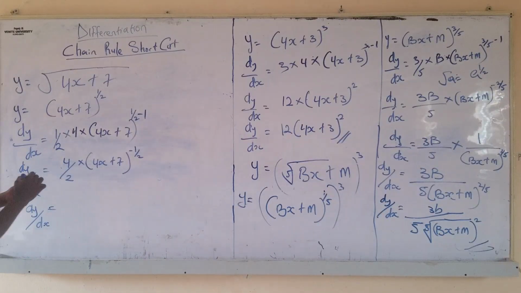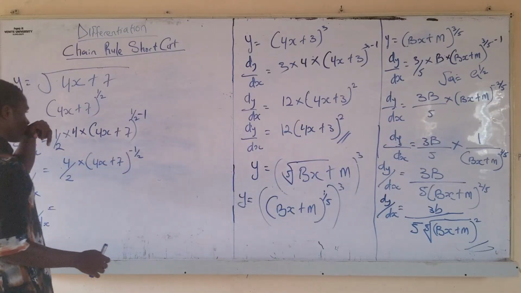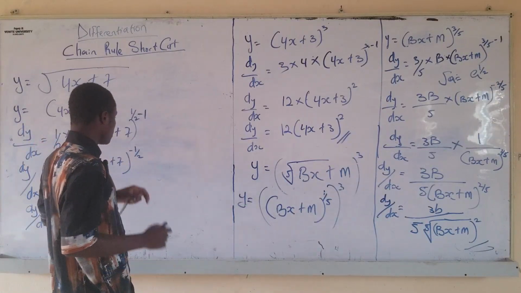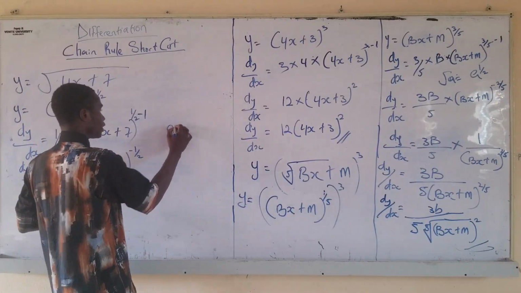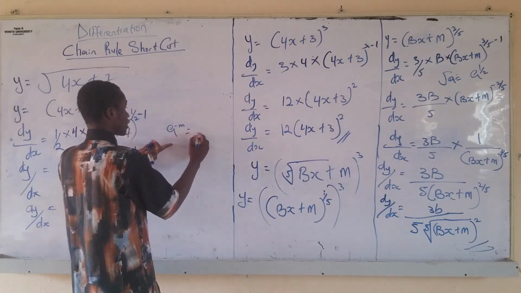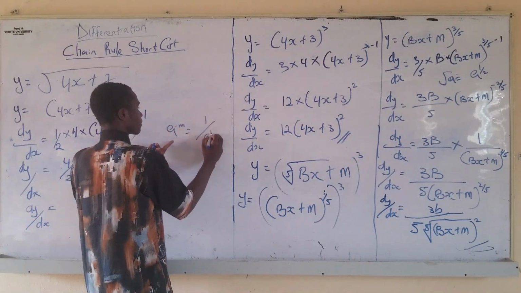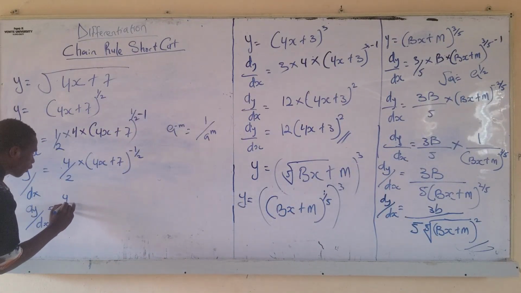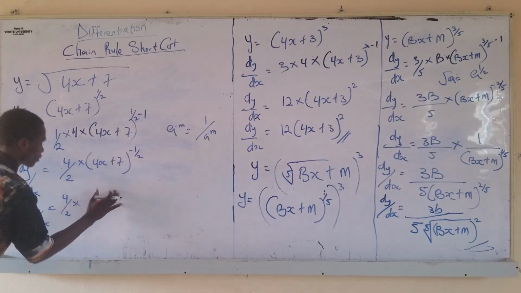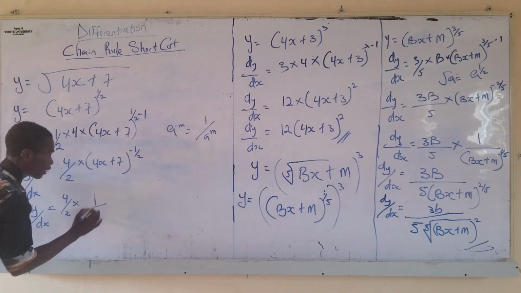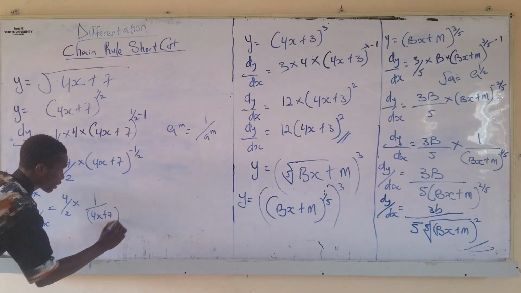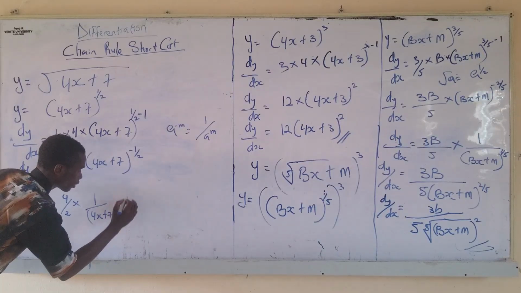It now becomes, let's look at a way to eliminate this minus. To get this minus eliminated, we apply the law of indices, which says a raised to power minus n is written as 1 over a raised to power n. Then we can now say this becomes 4 over 2 times 1 over (4x plus 7) raised to power 1 over 2.